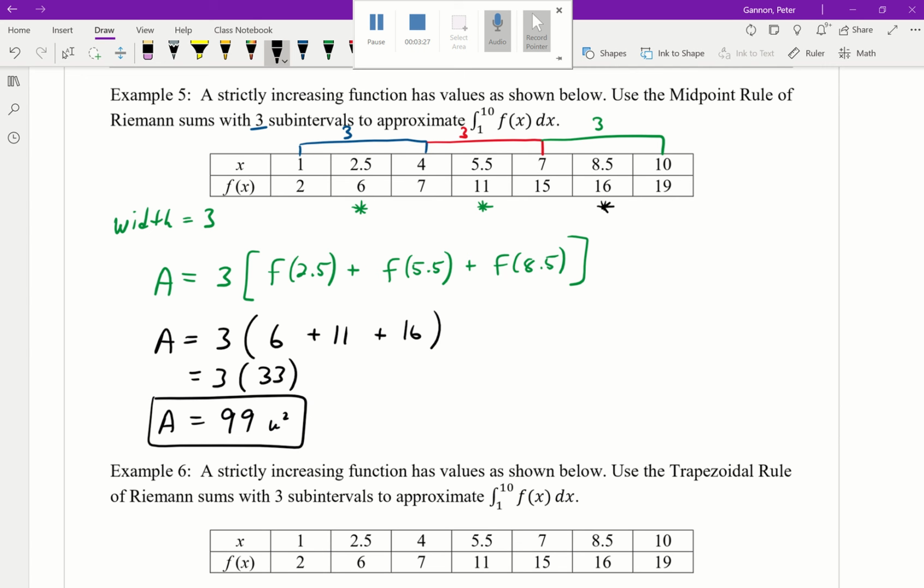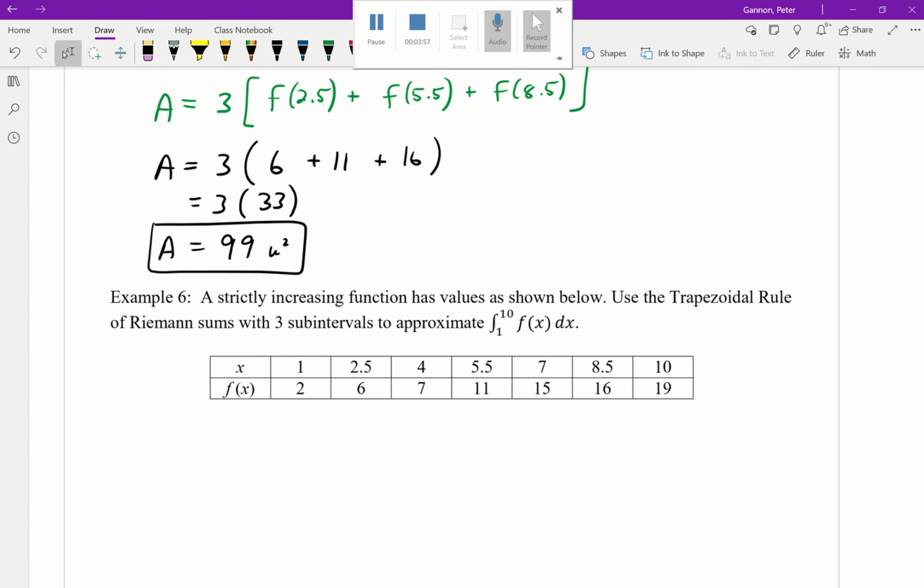So again, guys, we want to be paying attention to, what are the limits of integration, and then how many subintervals are we using, because that does become important. If it doesn't specify how many subintervals, many times it will say use the subintervals identified in the table. So if that was the case, we would do 1 to 2.5, 2.5 to 4, and so forth.